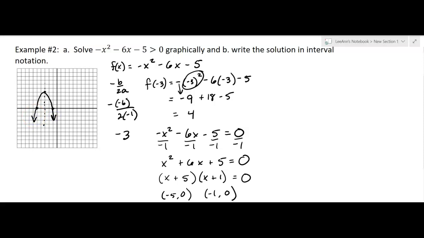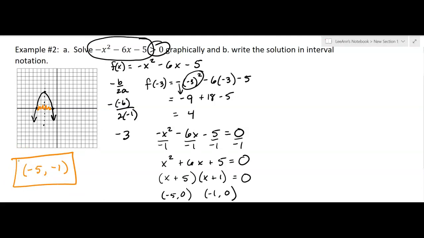Okay. And now we want the function part to be greater than 0. So that means we want it above the graph. So it's going to be the part that's above the x-axis, this section in here. So it's not greater than or equal to, so it's just greater than. And so it's going to be from negative 5 to negative 1. And then that's going to be the answer. That's part B. We graphed it.